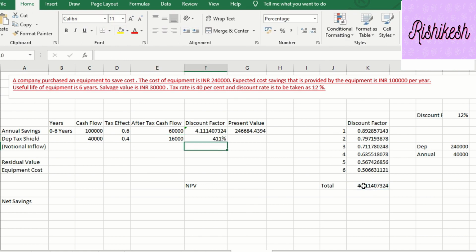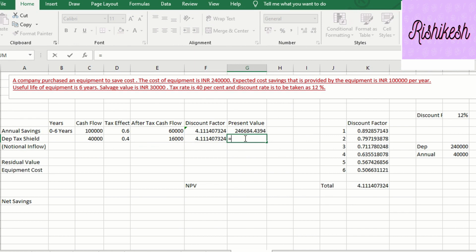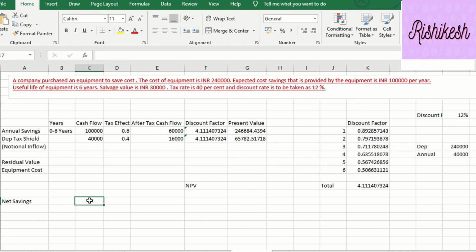So I will again link it with this, and again change it to general, and I can find out the present value, which comes out to be 16,000 multiplied with the discount factor. So that comes out to be 65,782 rupees 0.51. Look at it in this way as well, right? What is going to happen is that you have got a lakh rupees of savings, but you're not going to pay tax on this, right?